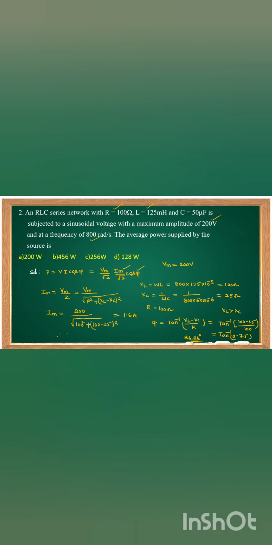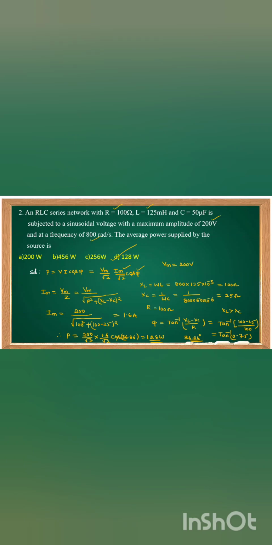Then what is the power? P equals VI cos phi, Vm by root 2 into Im by root 2. Vm is 200, so 200 by root 2. What is Im? 1.6 by root 2. What is the angle? The angle is 36.86. Do these calculations, friends. Approximately we can get 128 watts. This is correct, we check it: 200 by root 2, 1.6 by root 2, into cos of 36.86, equal to 128 watts. This is the calculation.